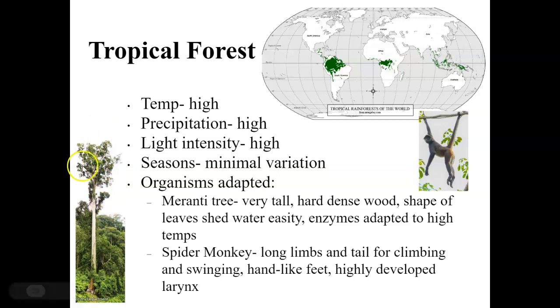They also tend to have a really wide base at the bottom. You can't quite see it here, but that allows it to really root itself in the ground. The wood that they are made up of is very hard and dense. The overall shape of their leaves will allow water to just flow right off of them. They have this pointed tip. So that's important since they get so much rainfall there.